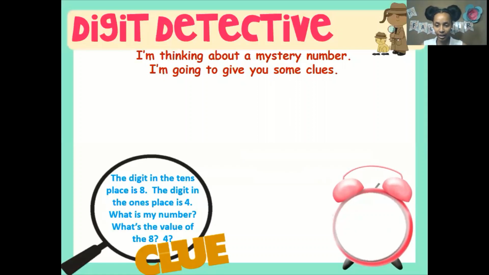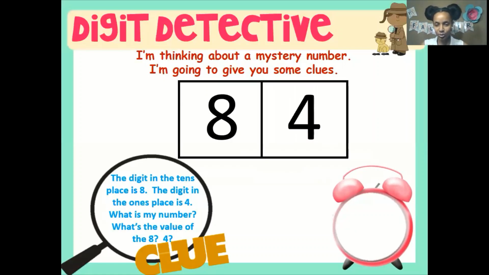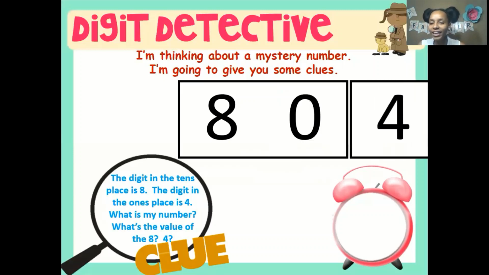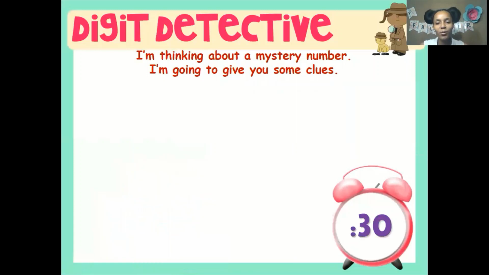All right, time is up. Did you get 84? Good job. What's the value of the 8? Right, 80. What about the 4? You got it, 4 or 4 ones. Go ahead and give yourself 10 brag bucks if you got it right, or take away 10 brag bucks if you got it wrong. Who's ready for the next one? All right, let's keep going.